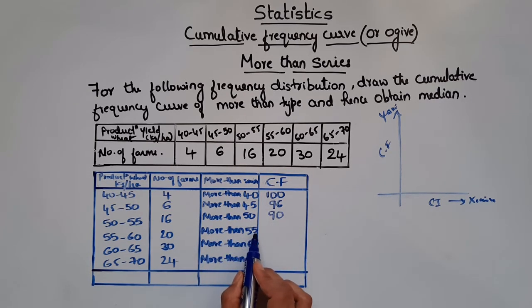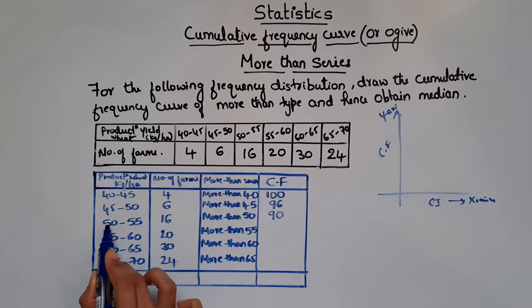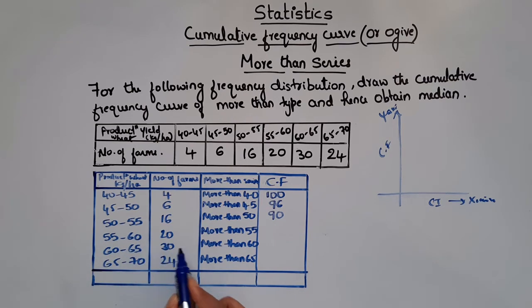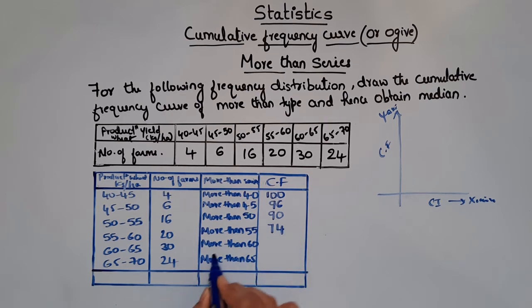Similarly, more than 55. This 20 will come under more than 55. This 16 will not be included because it is less than 55, in the range 50 to 55. We want more than 55. So 20, 30 plus 24. That will give you 74. Then more than 60. That means we have to add 30 plus 24. That will give you 54.